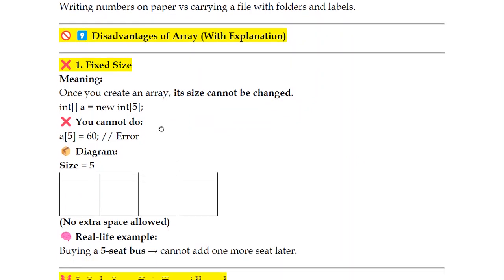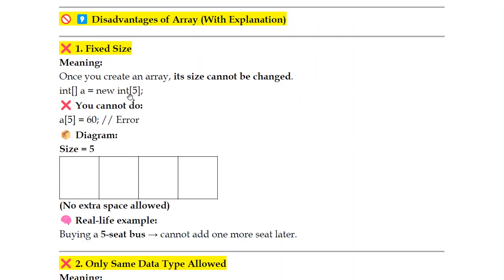Okay. So drawbacks, this is the important thing. Fixed size. Once you declare the size, you can't change it. So a of 5 means it will take only five spaces: a of 0, a of 1, a of 2, a of 3, a of 4. Size equal 5 means it will not add one more thing. 0, 1, 2, 3, 4 is allowed, but a 5 is not allowed. It is not a compile time error. This is a runtime error.